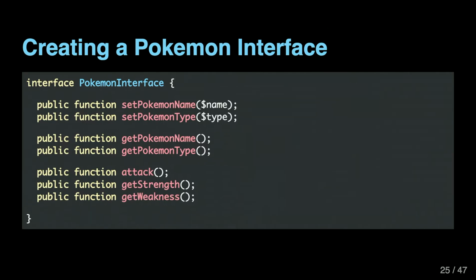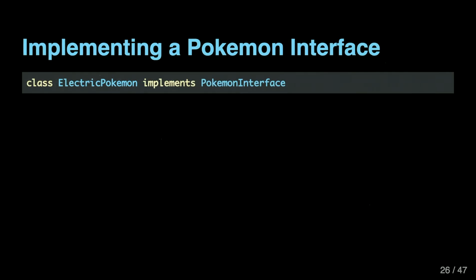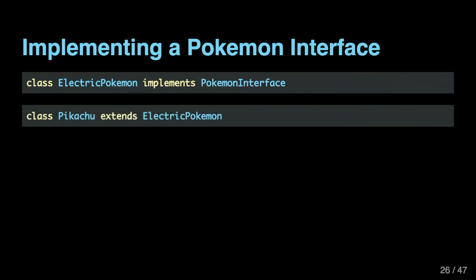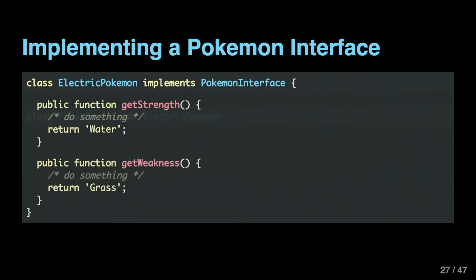So let's look at implementing this Pokemon interface with our electric Pokemon. We start out by using the implements keyword. So class ElectricPokemon implements the Pokemon interface, and class Pikachu extends ElectricPokemon, and since it's extending a class that's implementing an interface, it's inheriting all of the methods that were in that interface. And then we can look at what that class would look like.